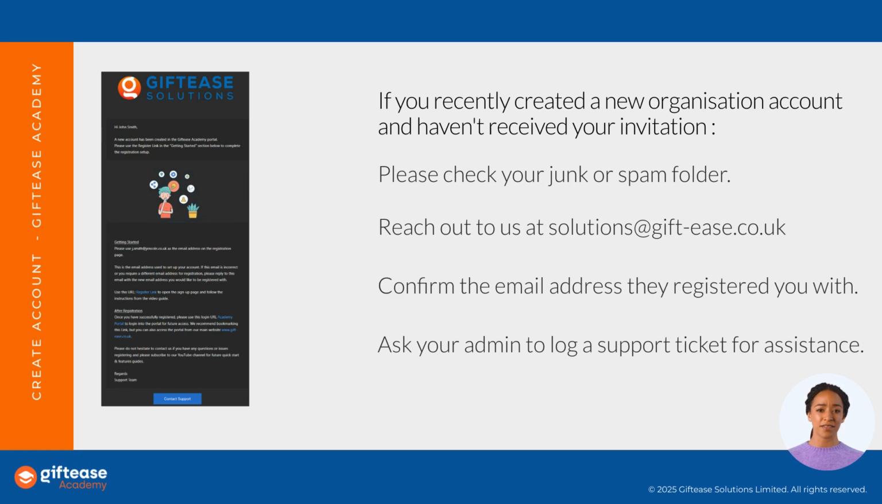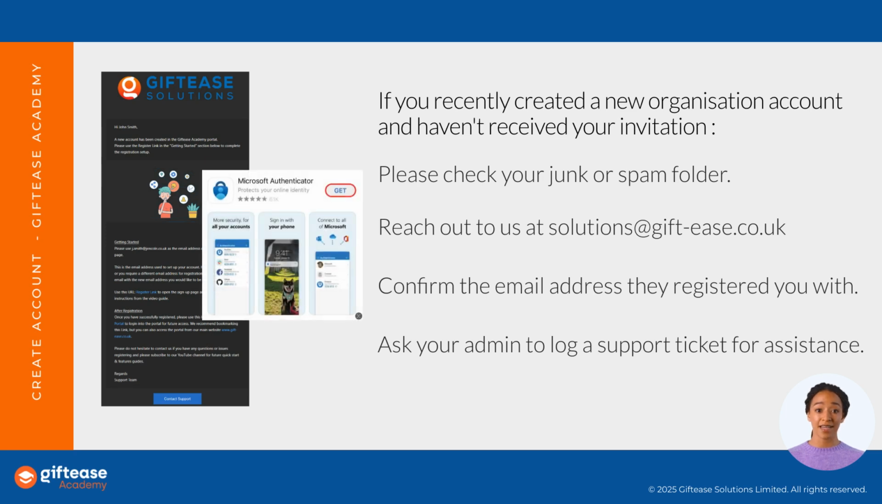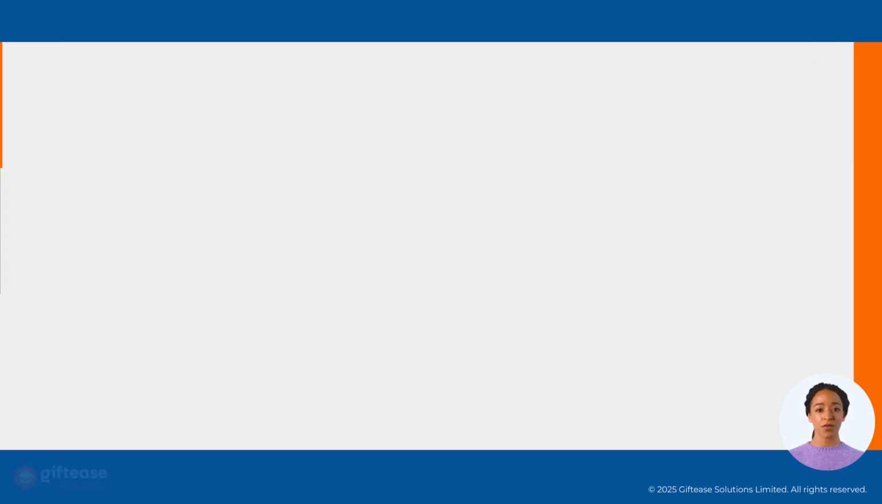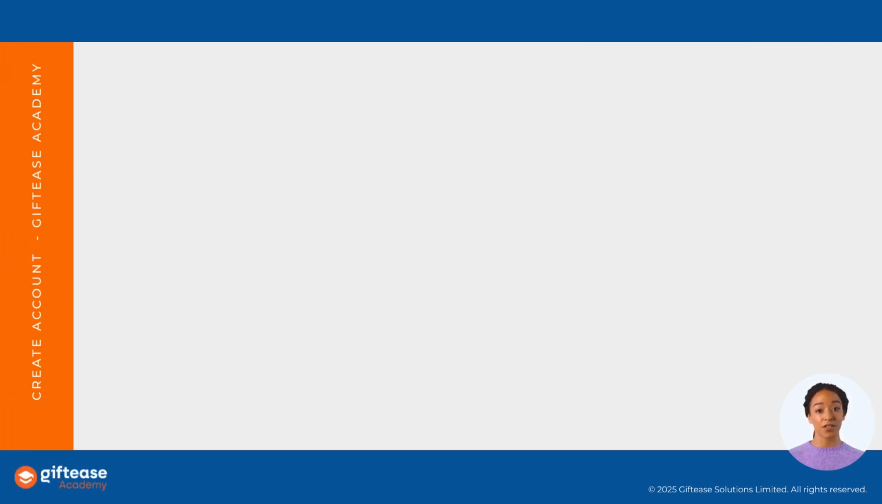If you do have your invitation email, the next step is to ensure you've downloaded Microsoft's Authenticator app, which is available for both Android and iOS devices. To protect your data, the Giftease portal uses multi-factor authentication, and you will require this app to both register and access the portal moving forward. If you don't already have the app, please take a moment to download it now. Once you've downloaded the Microsoft Authenticator app, you're ready to get started.